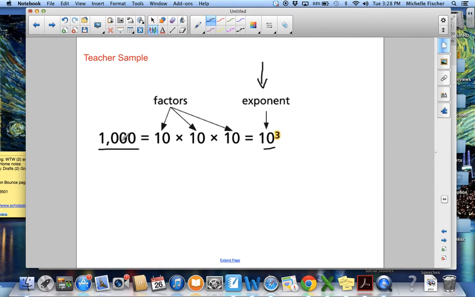Okay, the pattern that we see here is in the zeros. So we have 10 to the 3rd power. 3 is our exponent. In our answer, 1,000, we notice we have 1, 2, 3 zeros. Same thing when we're looking at our factors, 10 times 10 times 10, we see we have 1, 2, 3 zeros. So when we're working with the powers of 10, we'll be able to use this pattern to help us throughout all our problems.